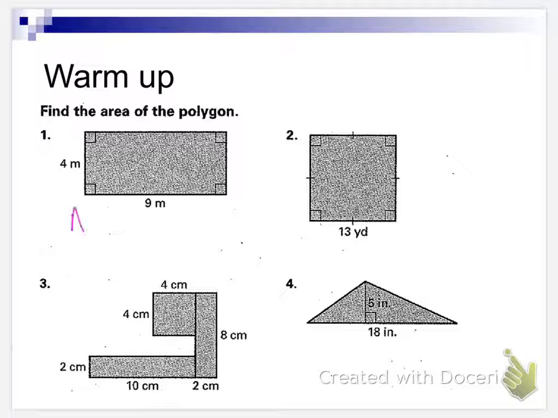So remember, when we do area of a rectangle, that's going to be base times height. So here our base is 9 meters. Our height is 4 meters. 9 times 4 is 36. Remember, because it's area, we could say it's meters squared.